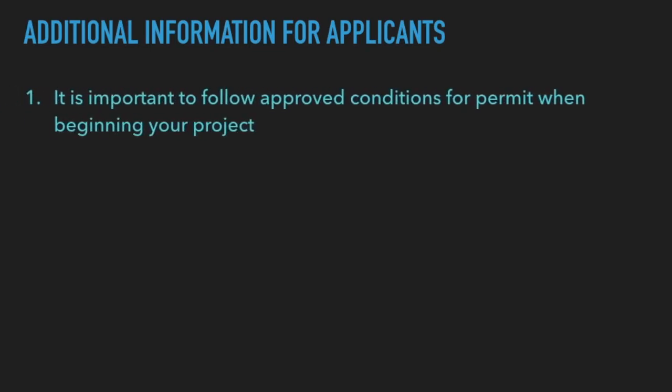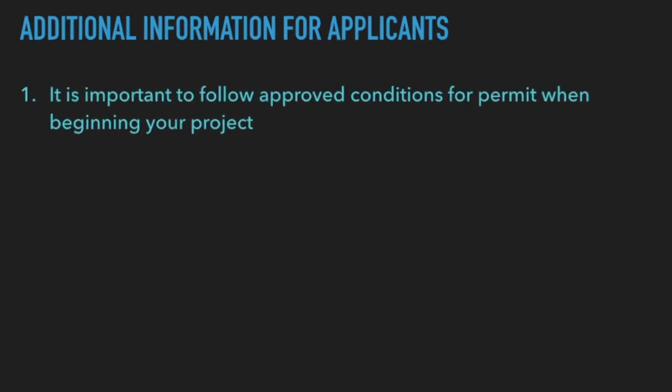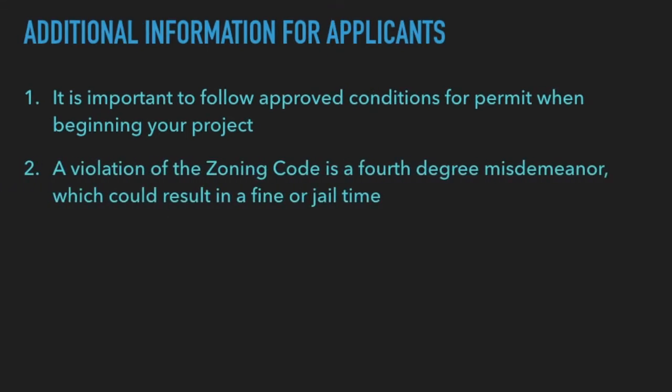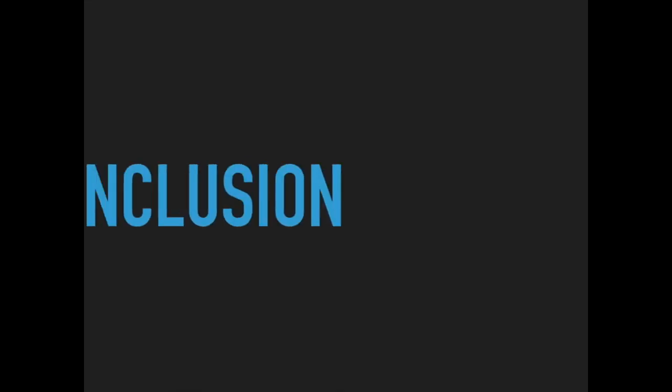When implementing your approved and permitted plans, remember that you must follow the conditions that were approved at the issuance of your permit. For example, you cannot file for a permit for a 5-foot fence and then build an 8-foot fence. Number 2, a violation of the zoning code is a 4th-degree misdemeanor, which will likely result in a fine or jail time.